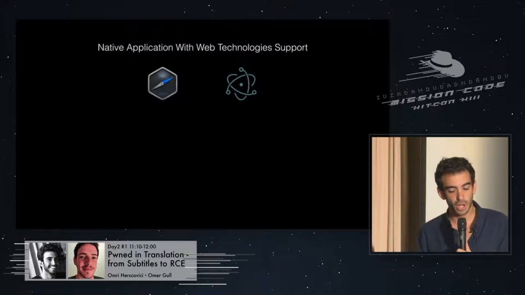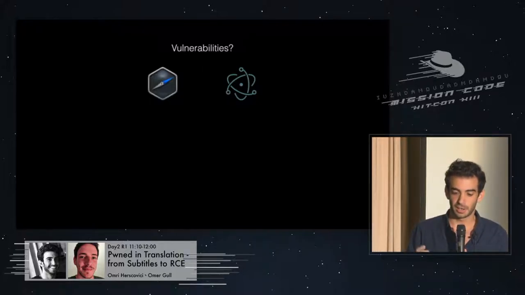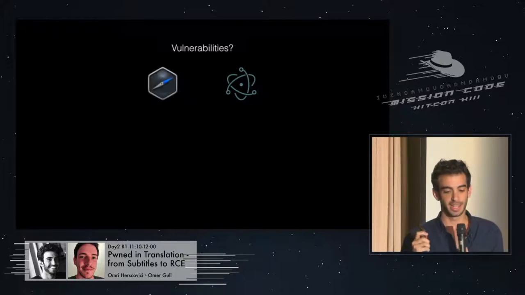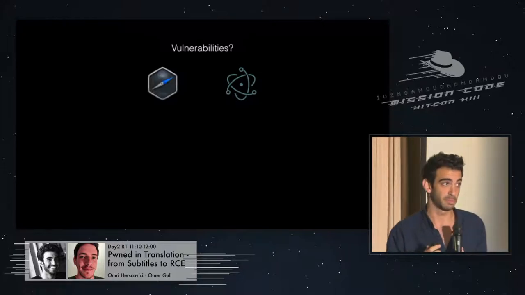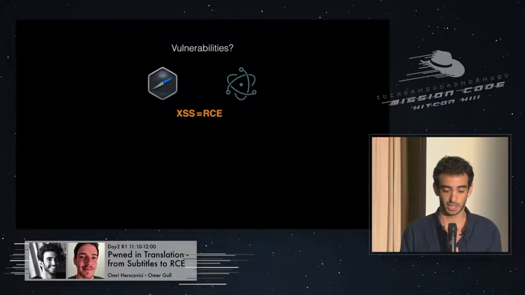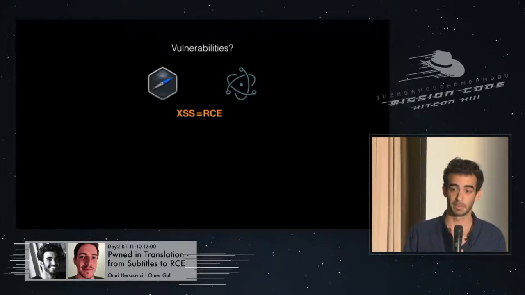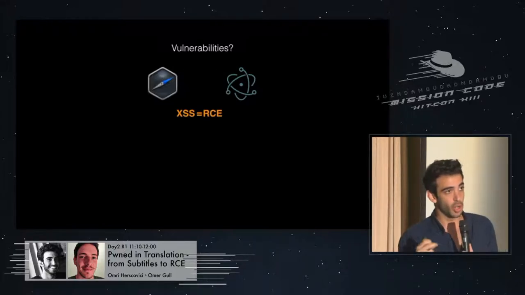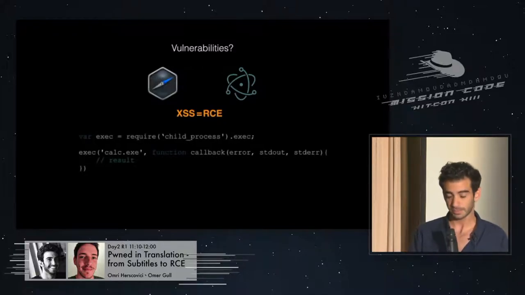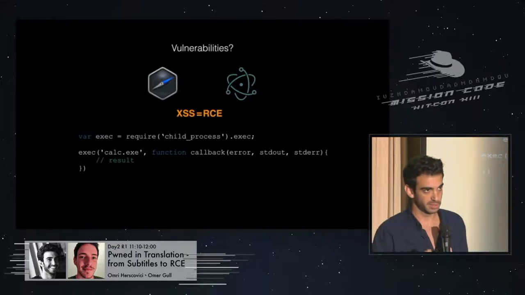Okay, so we know they look good, but are they vulnerable to anything? Well, these underlying technologies are very interesting from an attacker's perspective, especially because what might be considered a weak vulnerability, at least in bug bounty programs, such as XSS, can actually result in remote code execution, because Node.js is essentially a JavaScript engine with server-side capabilities. And all you need to do in Node.js in order to pop a calculator is use this code, which imports the child process library and uses its exec function with calc as the argument. We'll talk about this in a minute.